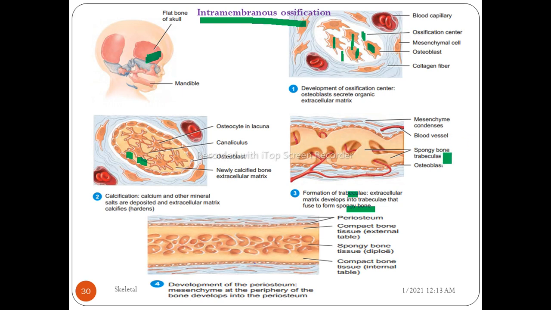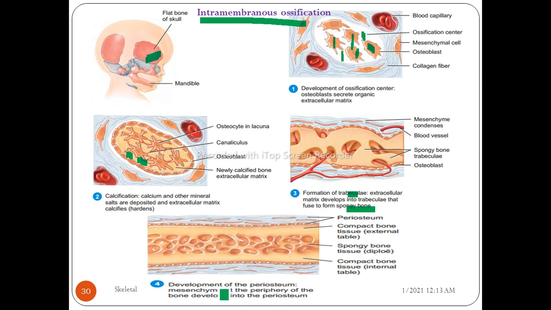So sponge bone, trabeculae, and osteoblasts. The osteoblasts form the inner layer, the endosteum layer. This is osteoblasts, so this is the mesenchymal condensation. So this is finally the development of the periosteum. This is periosteum, the development of periosteum.